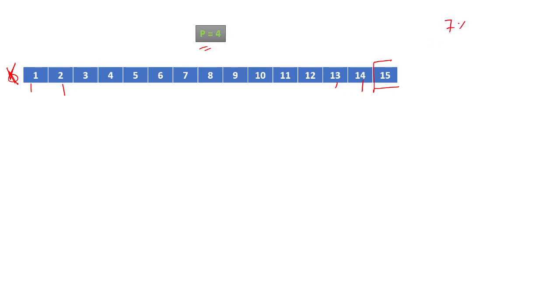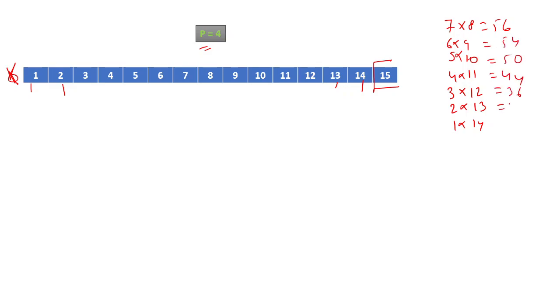So let me take the example 7 cross 8. We can convert it to 6 comma 9, then 5 comma 10, then 4 comma 11, 3 comma 12, 2 comma 13 and 1 comma 14. So this is 56, you can see this is 54, this is 50, this is 44, this is 36, this is 26 and this is 14. So we can see the minimum value that we have got. Same thing we are going to do here.